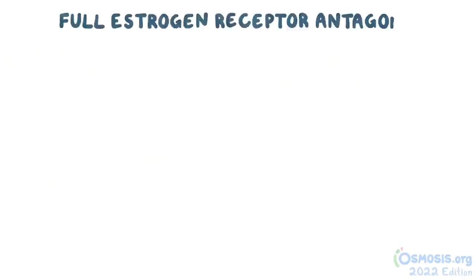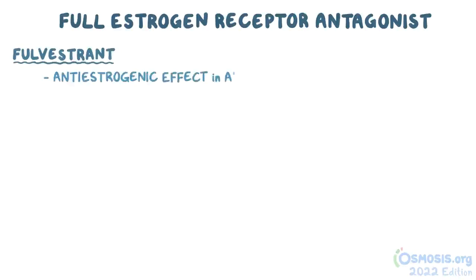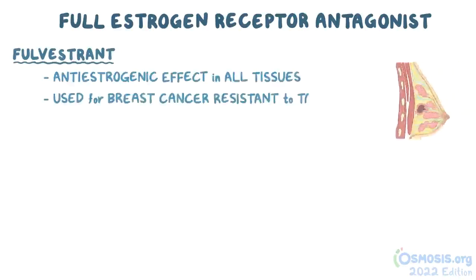Okay, finally let's move on to full estrogen receptor antagonists like fulvestrant. Unlike SERMs, full antagonists have anti-estrogenic effects in all tissues. Fulvestrant is used for breast cancer that is resistant to tamoxifen.